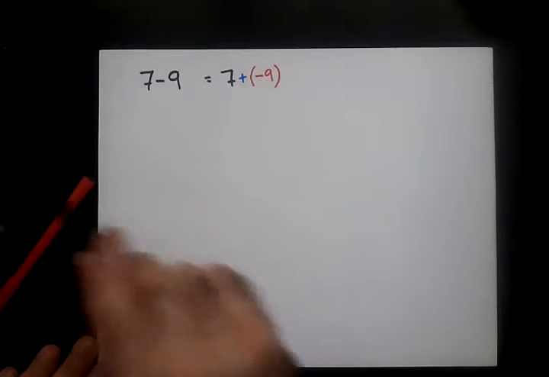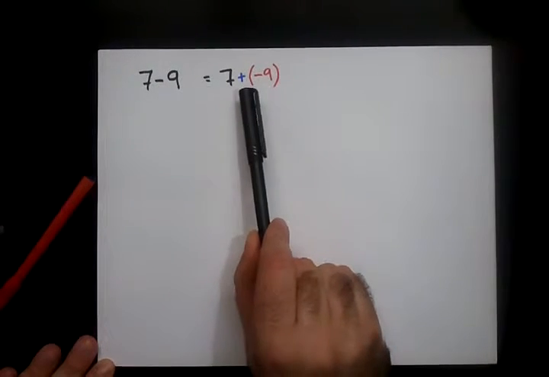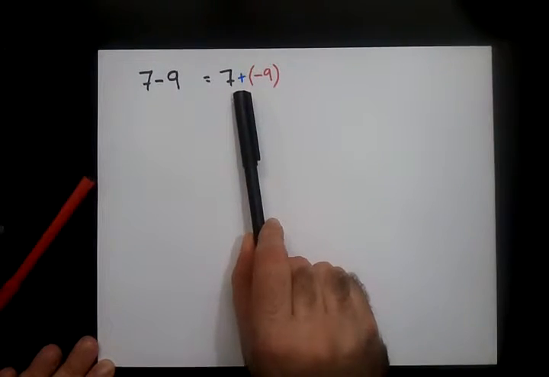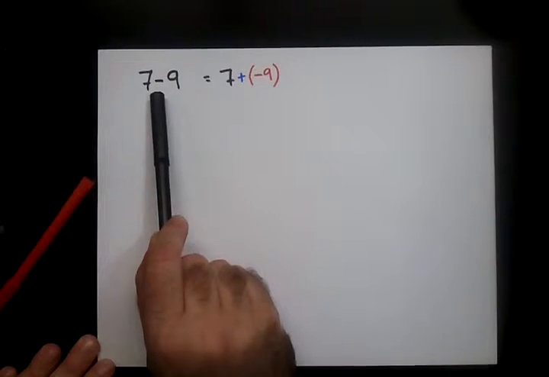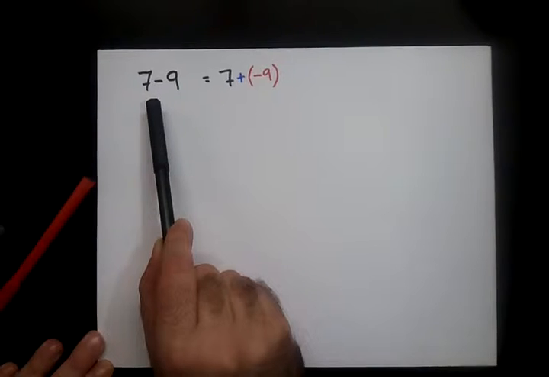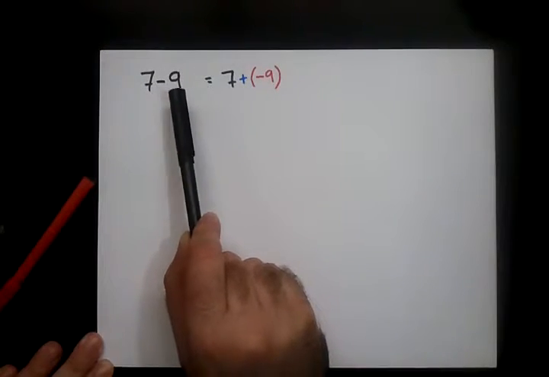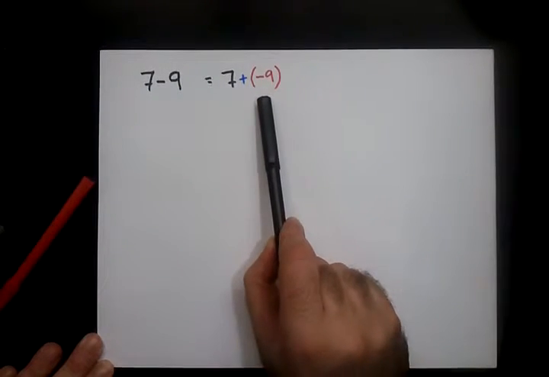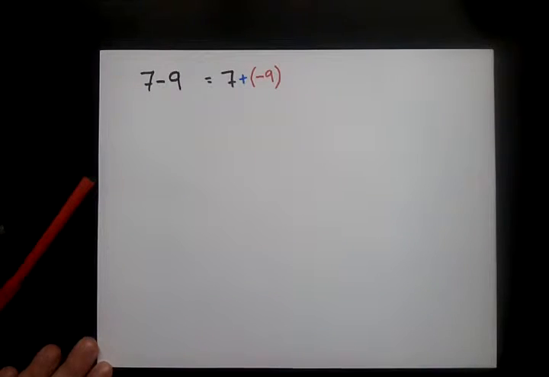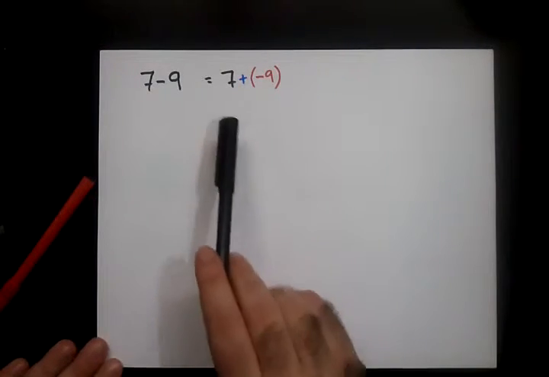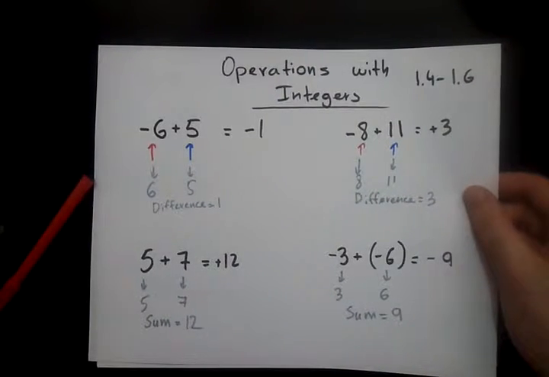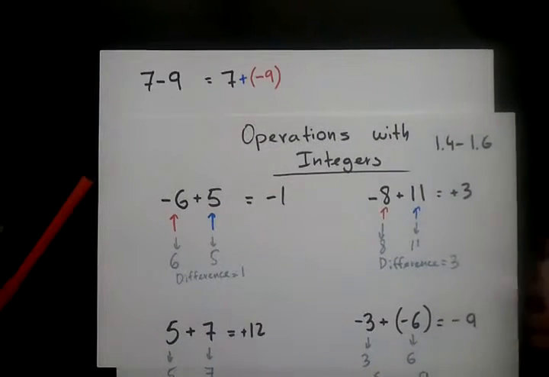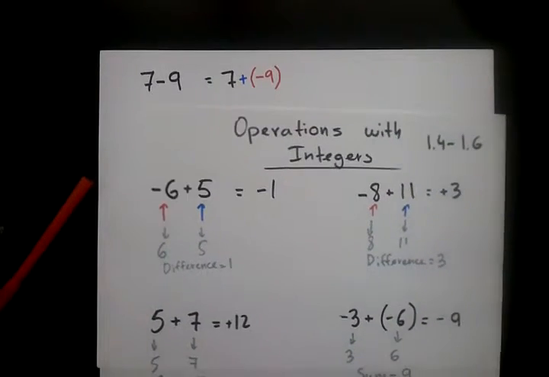So here I changed the operation of subtraction into an operation of addition, and then I took the second number, which was a positive 9. Remember, this 9 is positive. This minus belongs to the operation of subtraction. So this positive 9 gets converted into its opposite, which is a negative 9. Once we do this, this is now adding two integers with different signs, which we talked about over here. It's a case that's just like one of these two.